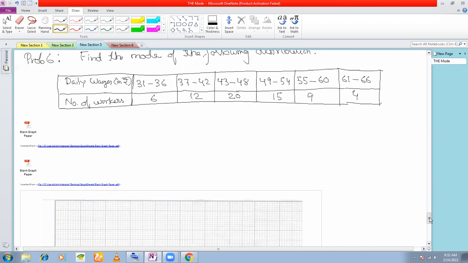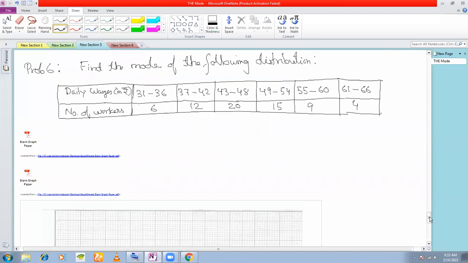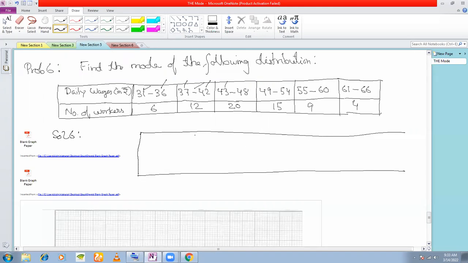Let's see. You need to find out the mode of the following distribution. Daily wages is 31 to 36, 37 to 42. Now if you see, all these here given are class limits, right? They're not overlapping. This is 36 and here you have 37. Here you have 42, here you have 43. So first what you are going to do here is you are going to convert this to class boundaries. You're going to convert the class limits to class boundaries.